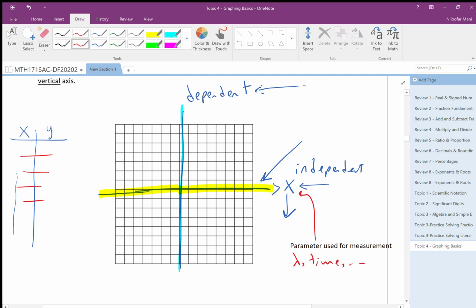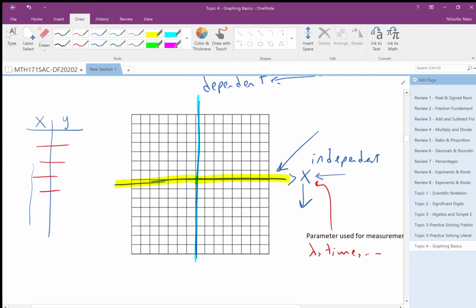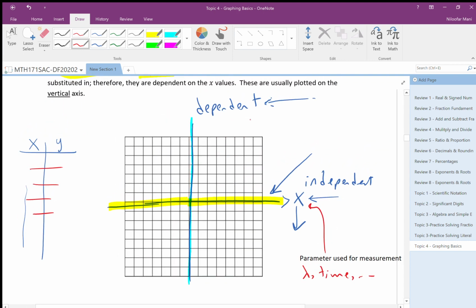What you measured in the lab goes here. So for example, you use lambda, you use time, and you measure something, something you find, and they are dependent on these values on the x-axis. So they go on y. Here I can write what is measured.